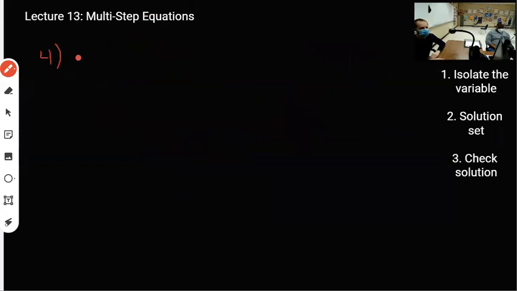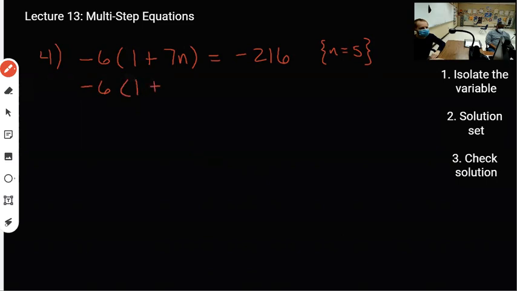Okay, for number 4, I start off with my original equation. Negative 6 times 1 plus 7n is equal to negative 216. I know that n is going to be equal to 5, so I'm going to be using that to plug in for n. I'm going to replace every n with a 5. So I get negative 6 times 1 plus 7 times 5. I have a double set of parentheses, so that's why I have a double set right here. And everything is still equal to negative 216.